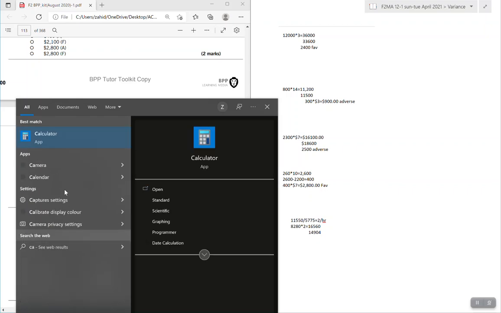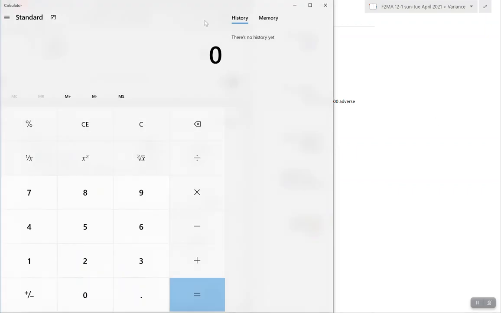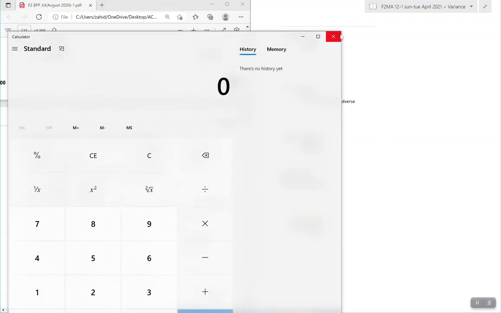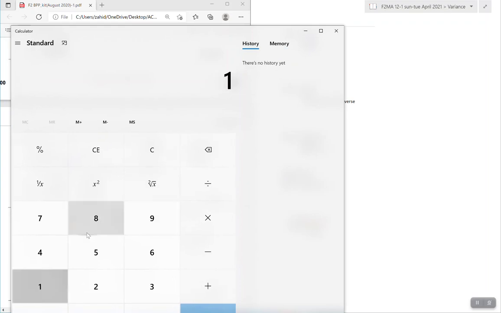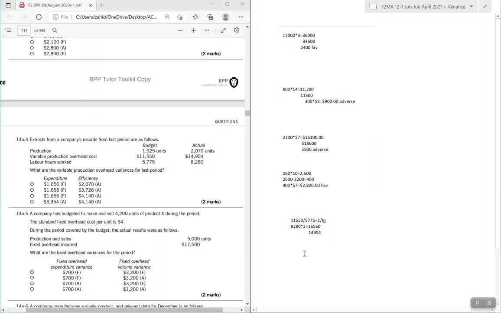When we calculate that, let me do it here. 16,560 minus 14,904, we have 1,656 favorable variance because we have incurred less. And then we have efficiency.